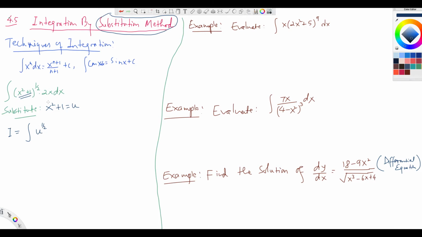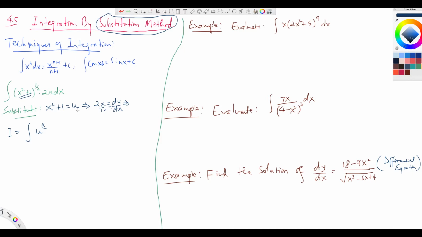Now, how about this 2x and dx? What happens to this 2x and dx? How do I write this in terms of u? That is the next thing. Okay, so what I should do for that is find the derivative on both sides. If you find the derivative, then you will get 2x equals du over dx. I'm finding the derivative on both sides with respect to x. Now you can think of it like a cross multiplication type of thing. It is basically finding the differential.